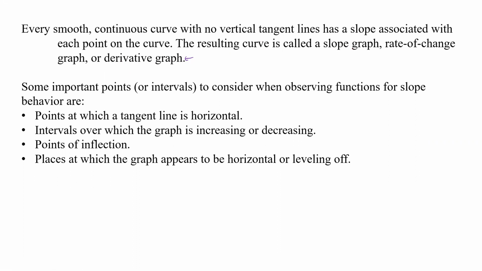Now, some important points or intervals to consider when observing functions for slope behavior are points when a tangent line is horizontal. So those are going to be nice because we know when it's horizontal, slope is equal to 0. Intervals over which the graph is increasing or decreasing. If it's increasing or decreasing, we know that's how it's going to be on the slope graph. Points of inflection, that's going to be a key one. That's going to be when it gets to be 0. And then places at which the graph appears to be horizontal or leveling off. So those are all four key things that are going to help us get our points from a graph.